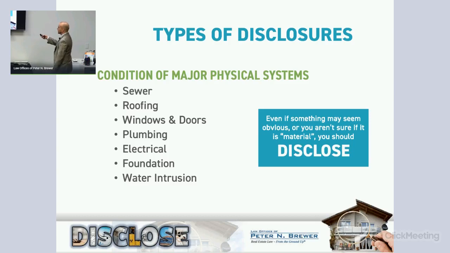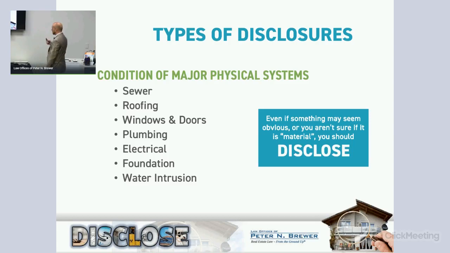So condition of major physical systems, I've just listed some here that I think are almost always going to be considered material. If you're aware of any adverse condition affecting any of these systems, it's going to be something that you want to put down. And then, the note here is, even if it seems obvious or trivial or otherwise, just assume that it's material and disclose. Again, it's for your benefit, it's for your seller's benefit. There's no reason not to disclose what you know.